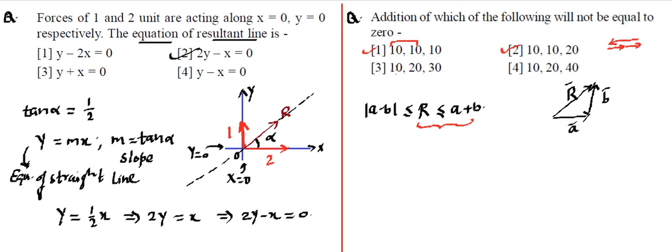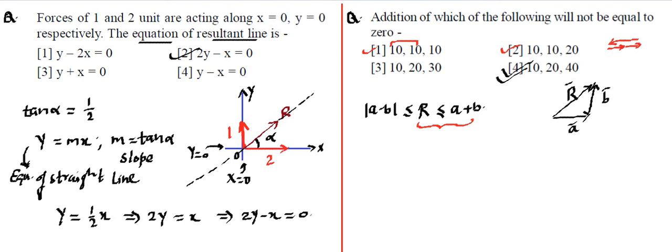Similarly, in the third, 10 plus 20 is going to be 30. So the sum of these two smaller sides is equal to the third one, so they can also sum up to 0. However, in the fourth one, the sum of these two sides, 10 plus 20, is going to be 30, which is less than 40. If the sum of the two sides is less than the third side, they can never make a triangle, that means they cannot sum up to 0. So this will be our answer, because this will not form a triangle, hence their vector sum can never be 0. Whereas the vector sum of first, second and third can be 0. So fourth becomes our answer.